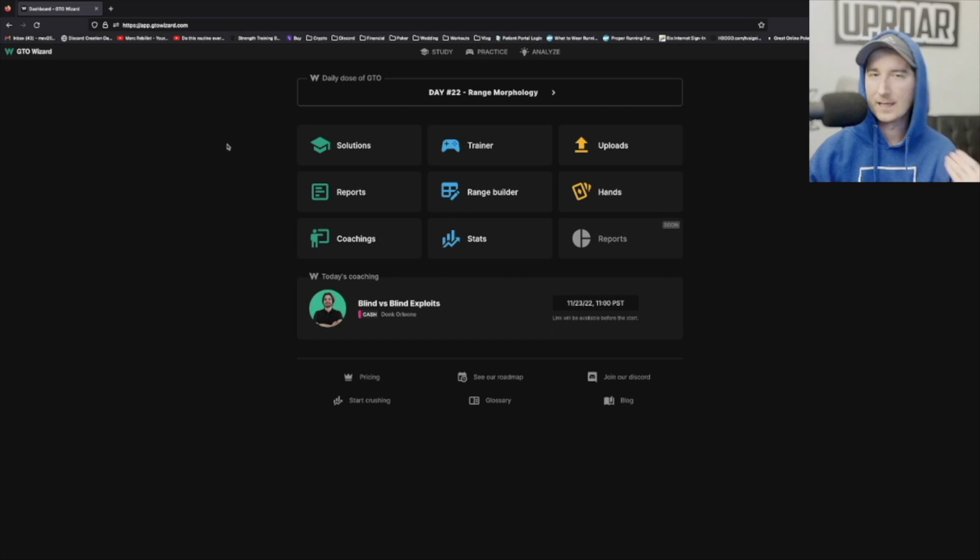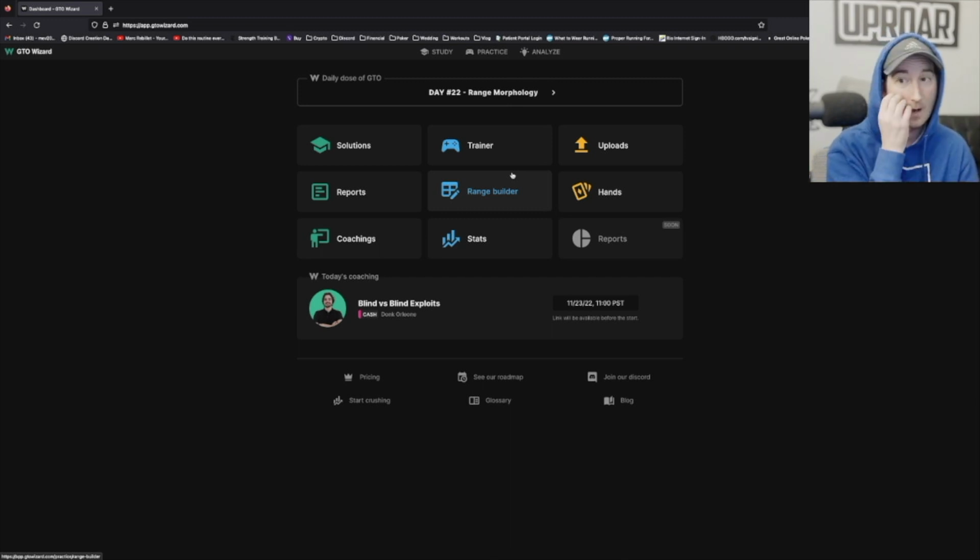Study is looking at a specific hand breakdown, running a report on a number of different kinds of flops, looking at their coaching videos. Practice would be their trainer, which allows you to run specified scenarios and actually try your hand at those spots in real time without seeing the solution. Range builder is looking at a spot and building out the whole range, not just being dealt a specific hand, but saying, here's the spot I'm in. What should I do with the entirety of my range? What should the entirety of my range look like?